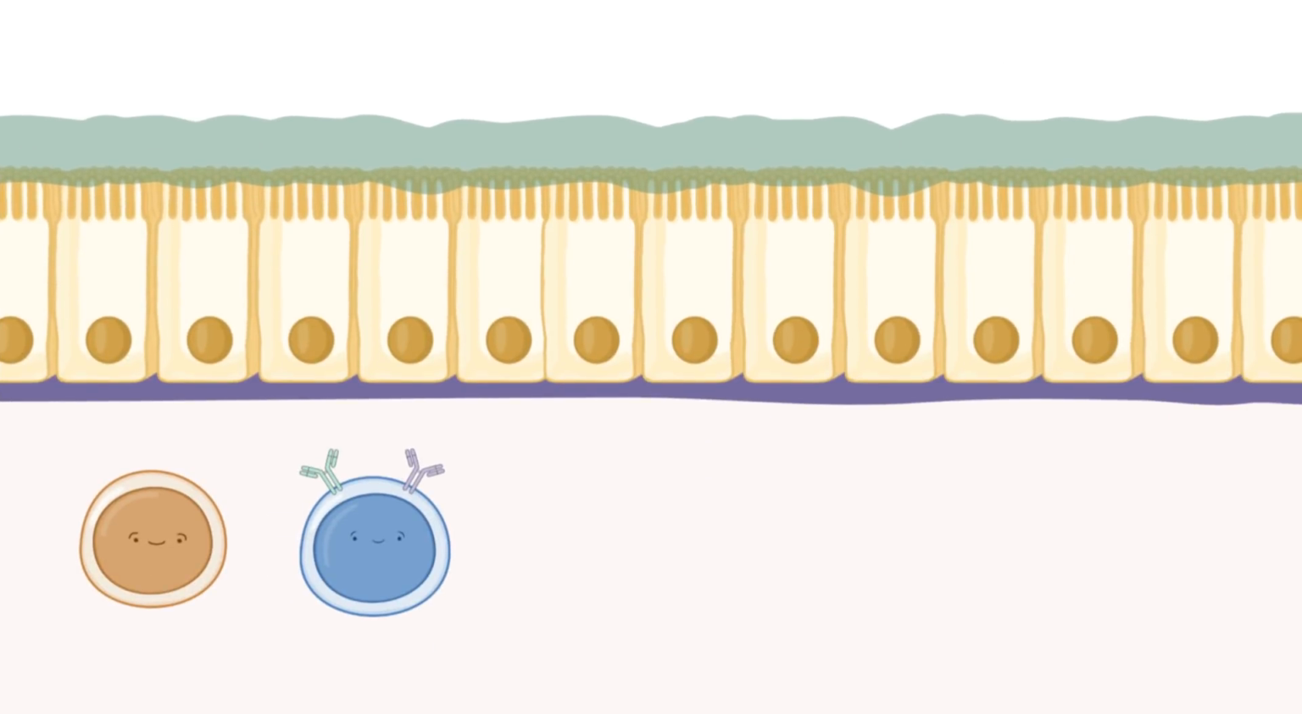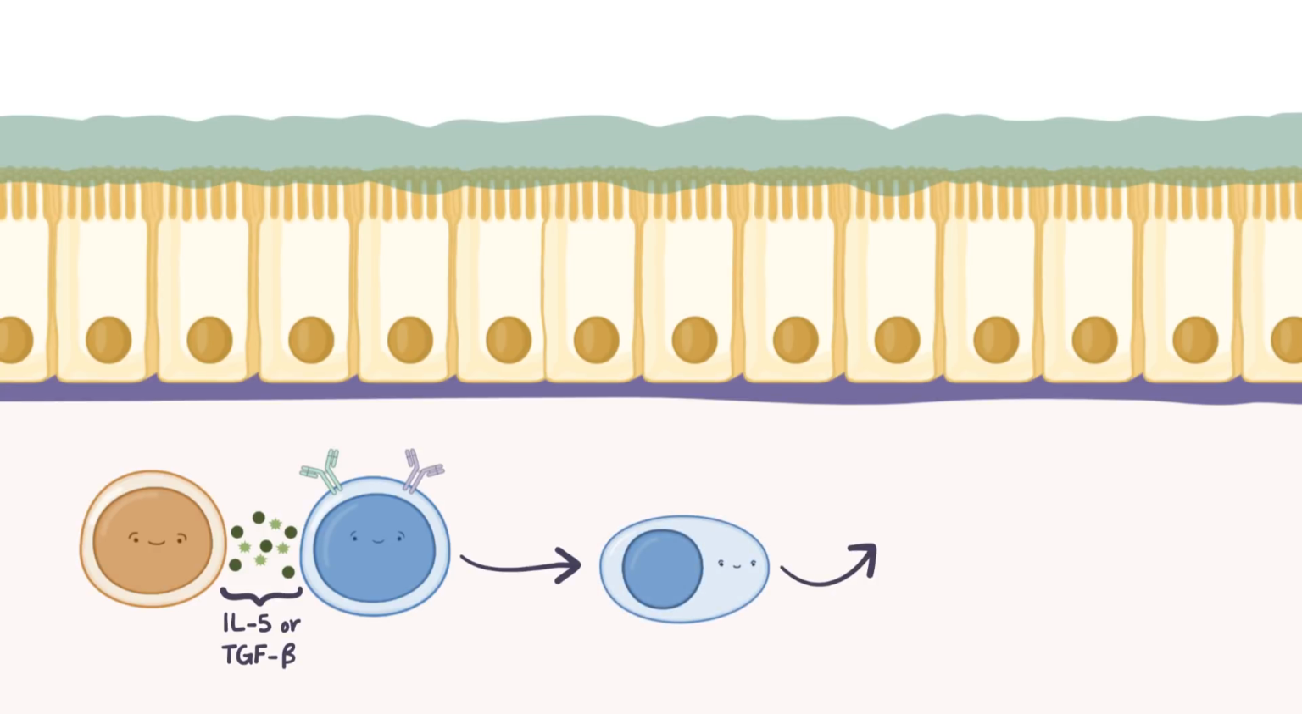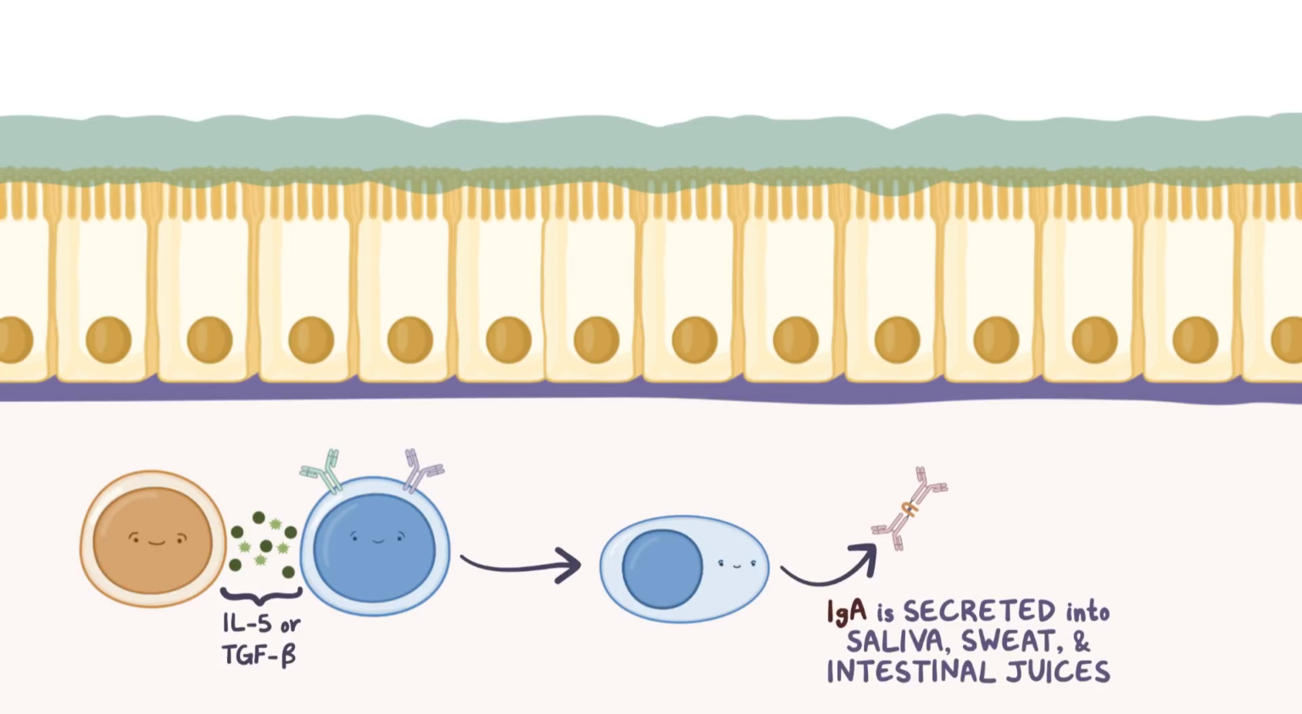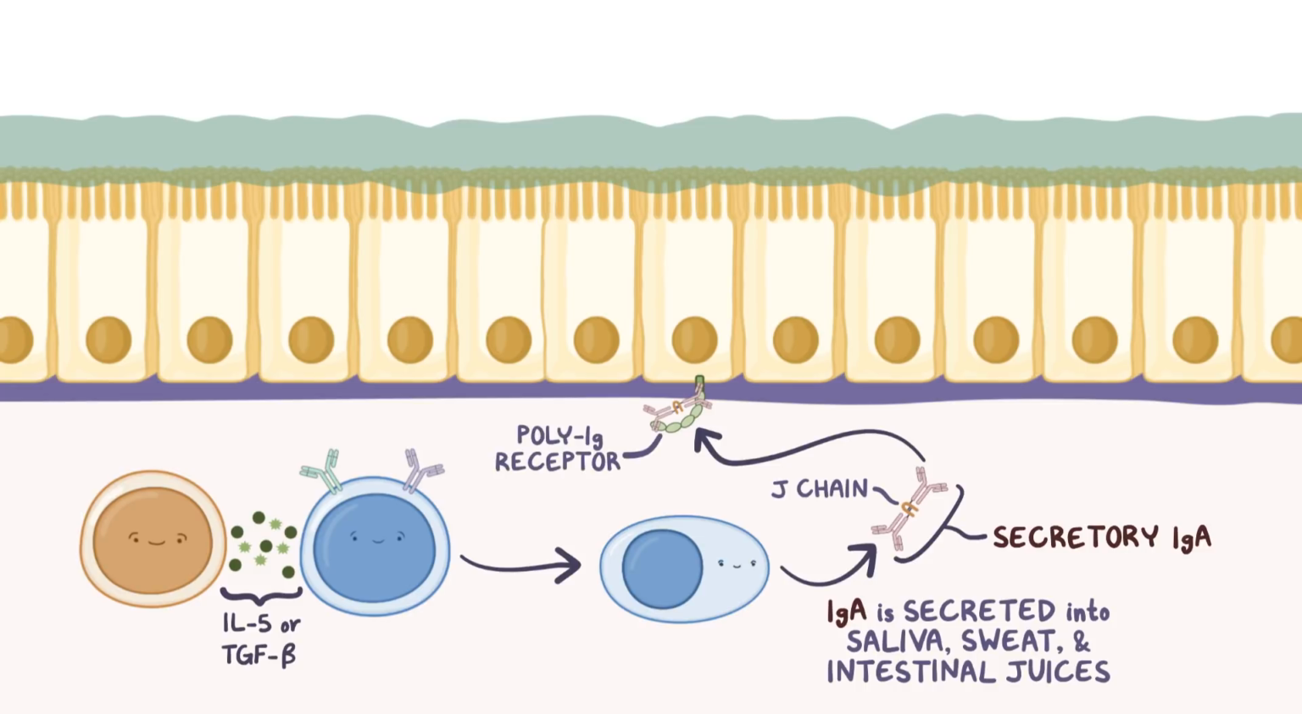IgA is primarily produced when B cells are stimulated by interleukin 5, or transforming growth factor beta, also known as TGF-beta. Class switching to IgA usually happens in MALT, from where IgA is secreted into the saliva, sweat, or intestinal juices. When IgA is secreted, it's called secretory IgA, and it's a dimer, meaning that 2 IgA molecules are joined together by a joining chain, or J chain. This J chain is recognized by a poly-Ig receptor on the basolateral side of the mucous membrane, which helps it move across the epithelial cells and into the lumen.